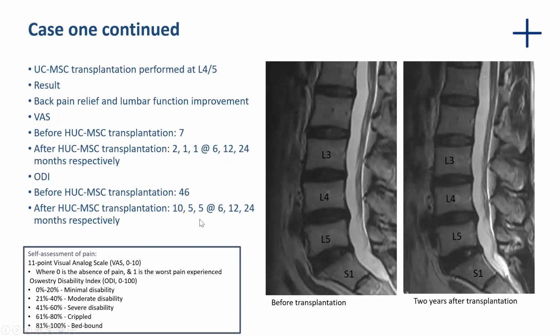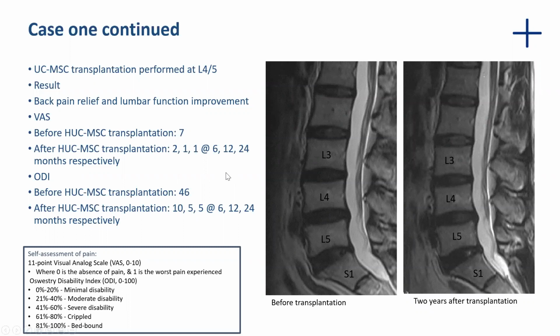The patient then underwent a transplantation of human umbilical cord mesenchymal stem cells at the L4-5 disc through the discographic needle immediately following discography. So basically they injected stem cells into the disc. This procedure was successfully performed and the patient reported obvious back pain relief and lumbar function improvement. The alleviation of pain and improvement in physical function was assessed by the change in the degree of pain with a self-assessment of pain by an 11-point visual analog score, the VAS score, and the Oswestry Disability Index.